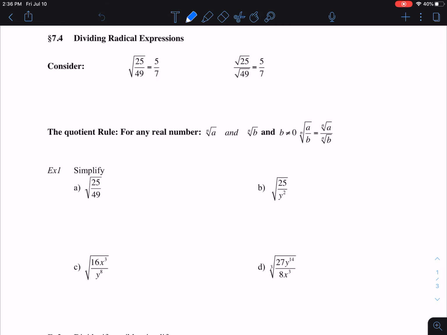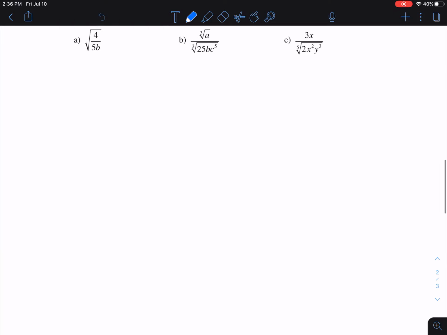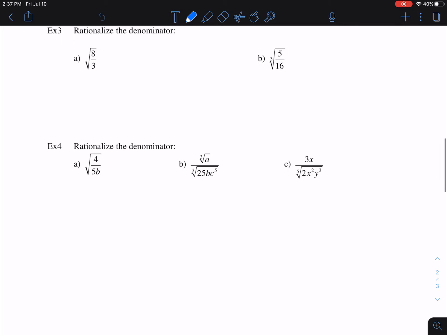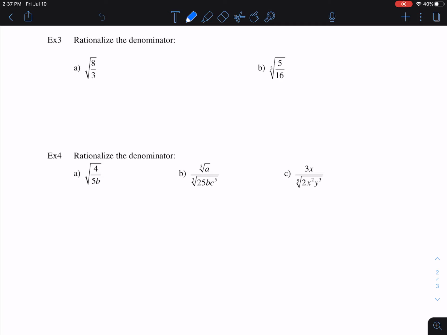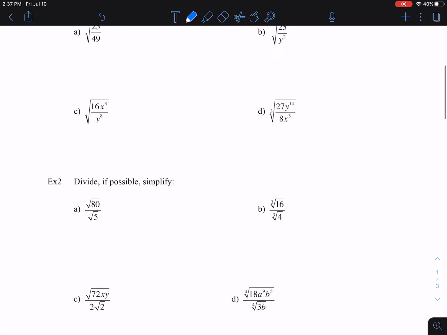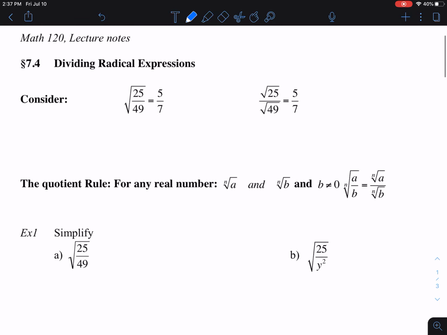Alright, welcome back, guys. In this video we're going to discuss how to divide radical expressions, and also how to rationalize the denominator when it comes to radicals, regular, just simple radical terms versus something like this, where there are more expressions involved, variables and stuff. So let's get to it.